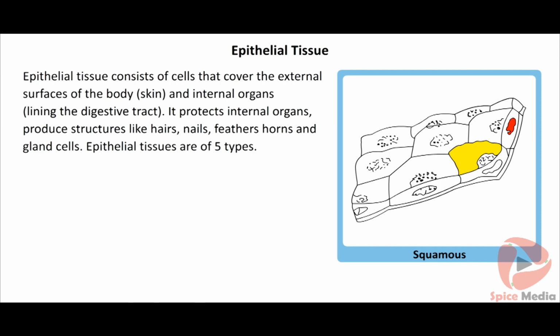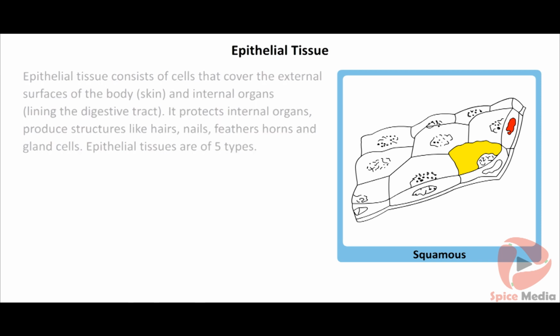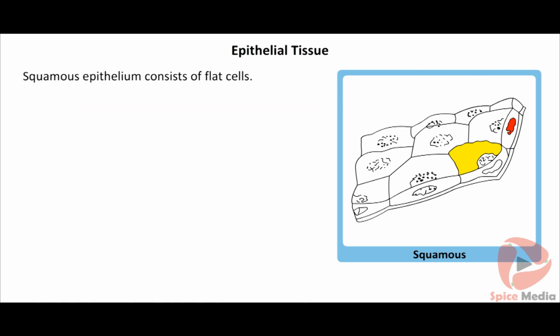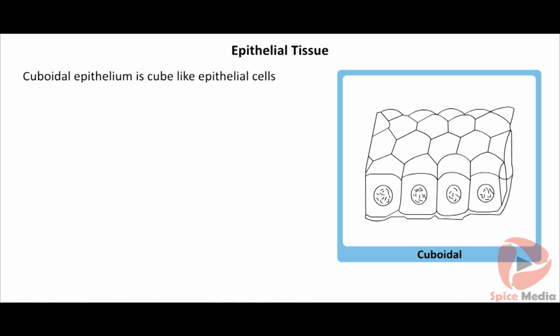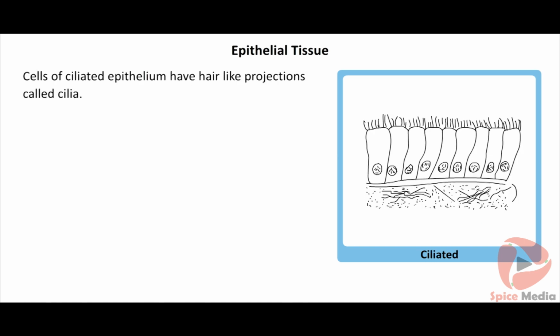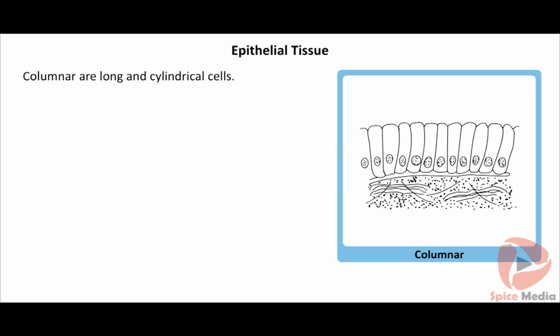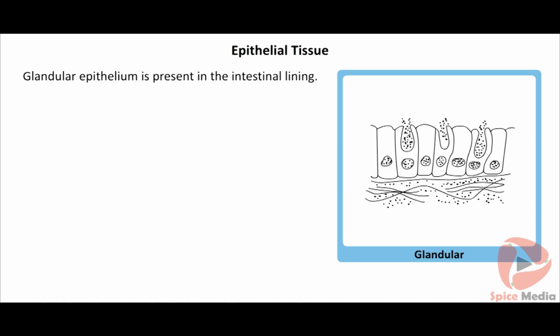Epithelial tissues are of 5 types. They are squamous epithelium, consisting of flat cells; cuboidal epithelium, which is cube-like epithelial cells; ciliated epithelium, whose cells have hair-like projections called cilia; columnar epithelium, which are long and cylindrical cells; and glandular epithelium, which is present in the intestinal lining.